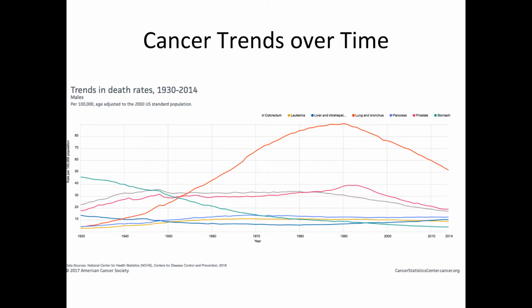So let's look at trends over time. This is data that the American Cancer Society puts together from governmental resources, and this is looking specifically at males. On the x-axis we have time, and on the y-axis we have basically death rates per 100,000 people. If you look at this and study it, a couple things will jump out at you.